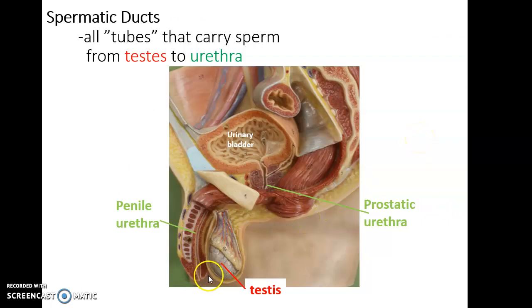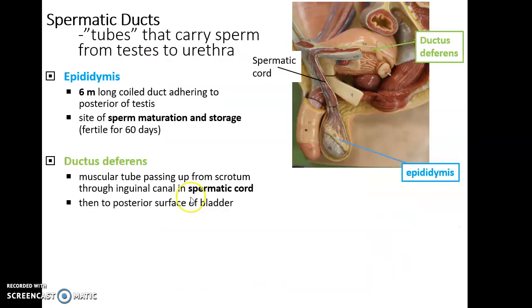All right, so the spermatic ducts are the tubes that are carrying the sperm. And they go from the testes to the urethra. And the urethra has 2 parts. The prostatic urethra going from the urinary bladder through the prostate gland, and the penile urethra that's traveling through the penis. So first off, after the testes is the epididymis. Epididymis, about 9 meters of coiled tubes in a teeny tiny little area. This is where immature sperm go to from the testes. There the sperm are stored and mature. So over time, the sperm will mature in the epididymis.